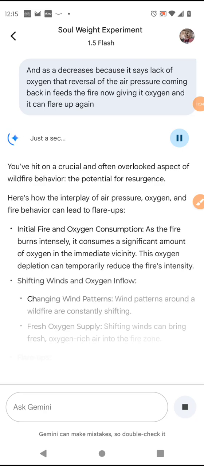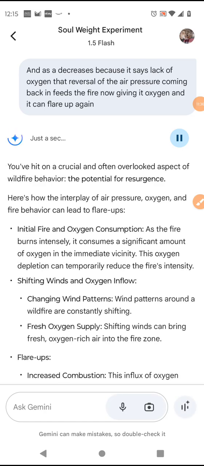You've hit on a crucial and often overlooked aspect of wildfire behavior: the potential for resurgence. Here's how the interplay of air pressure, oxygen, and fire behavior can lead to flare-ups. Initial fire and oxygen consumption: as the fire burns intensely, it consumes a significant amount of oxygen in the immediate vicinity. This oxygen depletion can temporarily reduce the fire's intensity.